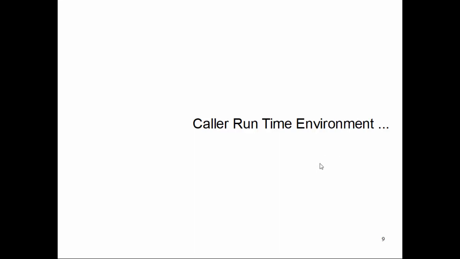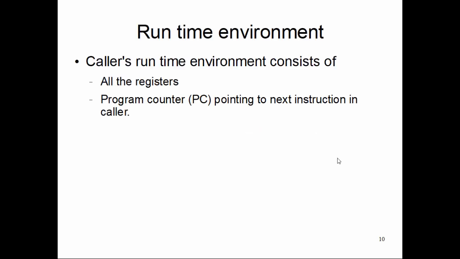Now let's review this caller runtime environment. What I mean by that: the caller's runtime environment consists of all the registers and the program counter pointing to the next instruction in the caller. That means you are going through this program instruction by instruction, and the program counter's value is the address of the next instruction. So that needs to be preserved across your function call, and all other registers.